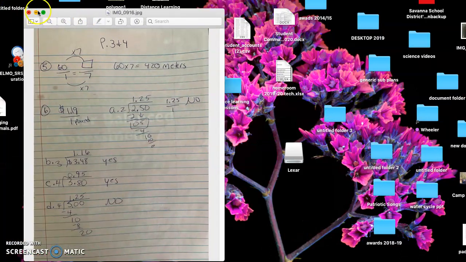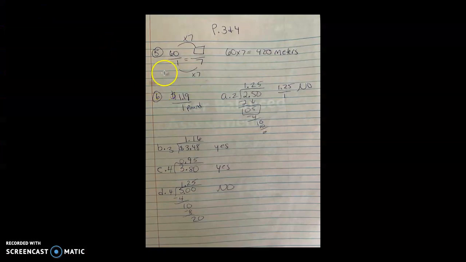For question number 5, again, you have equivalent ratios, so 60 over 1 is equal to something over 7. So again, what do I do to 1 to get 7? Notice I multiply by 7. So 60 times 7 gives me 420.